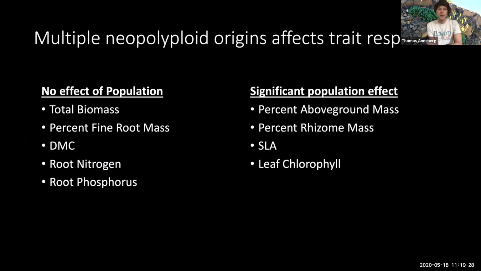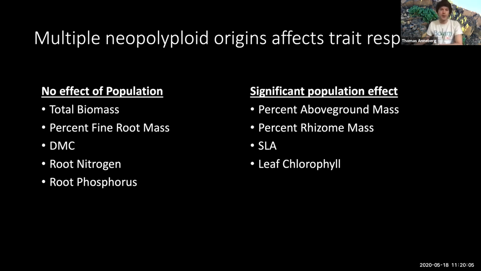So getting into my second question just for a moment, when I incorporated population of origin as a main effect, so the interaction between plant cytotype, nutrient treatment, and population of origin, on the left, I have the 5 traits where population of origin didn't matter for the trait response of diploids and neopolyploids. But on the right, we have 4 traits where we saw a significant effect of population of origin on the trait responses of plants. And that was the allocation to above ground mass and rhizome storage, and specifically, fairy leaf chlorophyll.